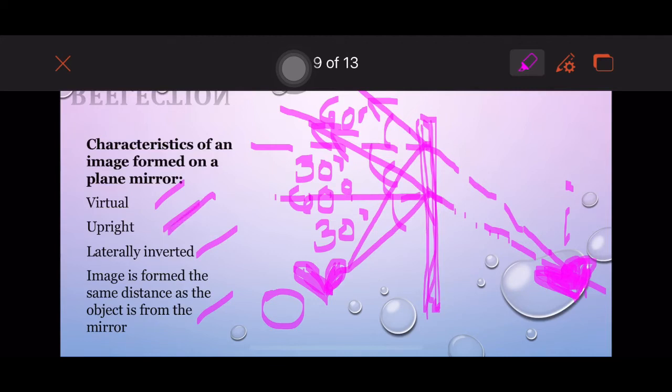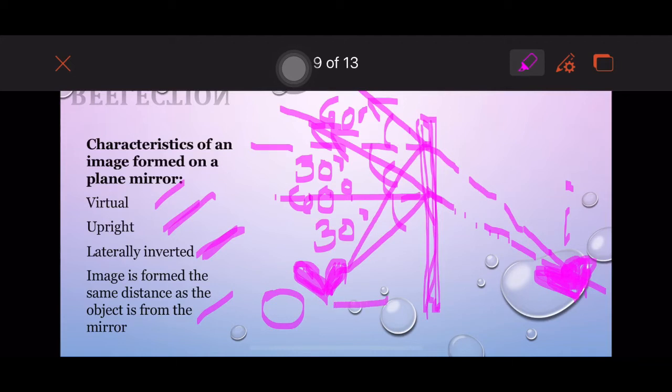It's upright, same as the object. Okay, it's not inverted, but it's laterally inverted. What is lateral inversion? It means the apparent reversal of the mirror image's left and right when compared with the object. It means that the right will become the left and the left will become the right. So that's lateral inversion. You have to write the definition down also.